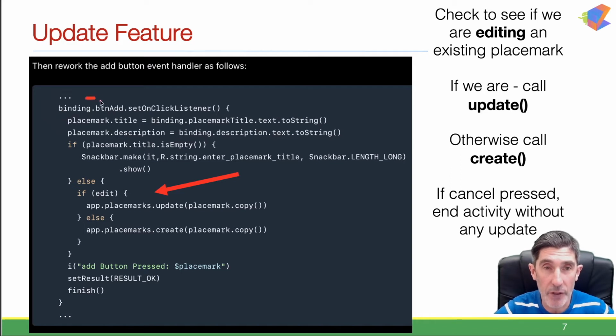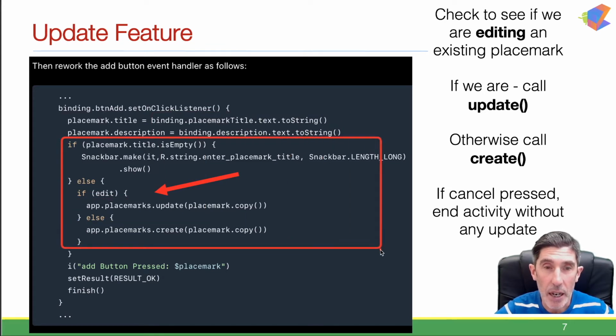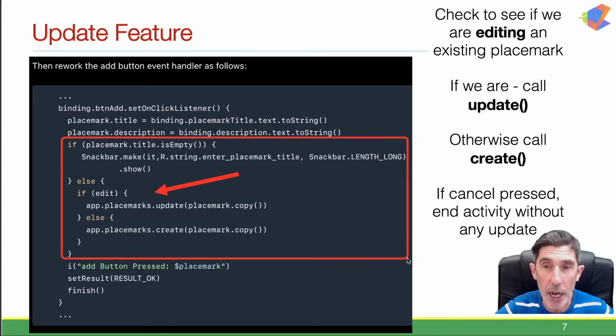Notice we haven't included a new update button. We're still working with that same add button, but we're going to utilize it for a couple of functions, for both adding and editing. Either way, we still grab the title and description from the UI, from those particular edit texts, and here's our check to see what mode we're in and what we're doing.